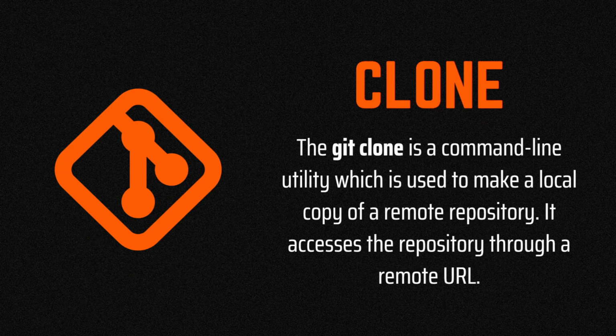Git clone is kind of similar: you copy the repository, but you actually copy it to your local machine. So you do git clone and the address of the repository that you get from GitHub, and then this will copy the remote repository to your local machine, and then you can start working on it.